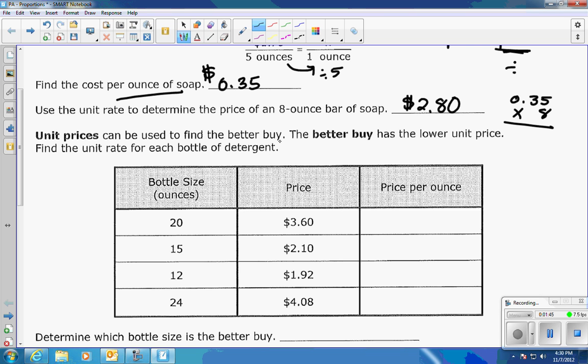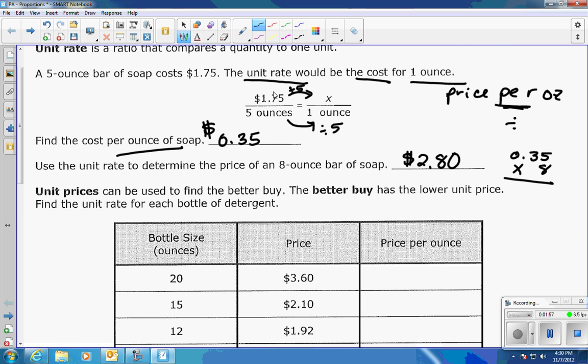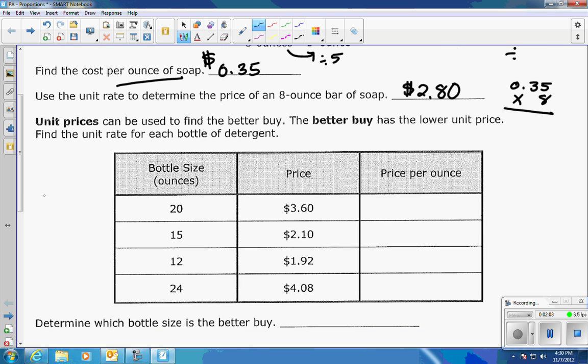Unit prices can be used to find what is the better buy. The better buy will always have the lower unit price. So we're going to find the unit rate for each bottle of detergent. You can set up a proportion like above, or what you probably have already figured out is that all you are going to have to do is divide by that bottom. So if we're looking for the price per ounce, all we have to do is divide those two to get 18 cents.